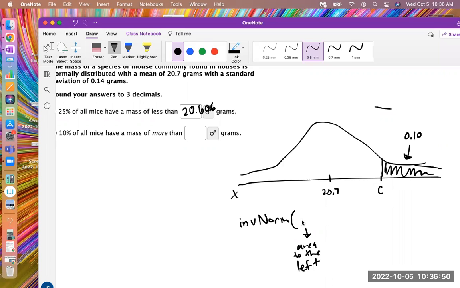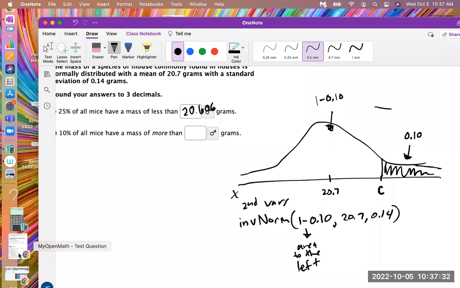To fix that, we have to do 1 minus 0.10, because if there's 0.10 here, then this white area is going to be 1 minus 0.10. So 1 minus 0.10 is the area to the left of this C, and that's what we want to input. Then we just put in the mean and standard deviation, and we're done. That's what your input would look like. Of course, you have to press second, then scroll down to inverse norm, input this information, and that's how you get your answer to that part.